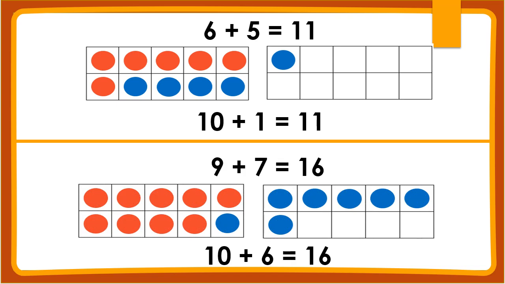Let's have another one. 9 red counters plus 7 blue counters equals 16. Again, we filled in the first 10 frame, making it 10, and put the extra ones on the second 10 frame, making the number sentence from 9 plus 7 equals 16 to 10 plus 6 equals 16. I hope it is much clearer now.